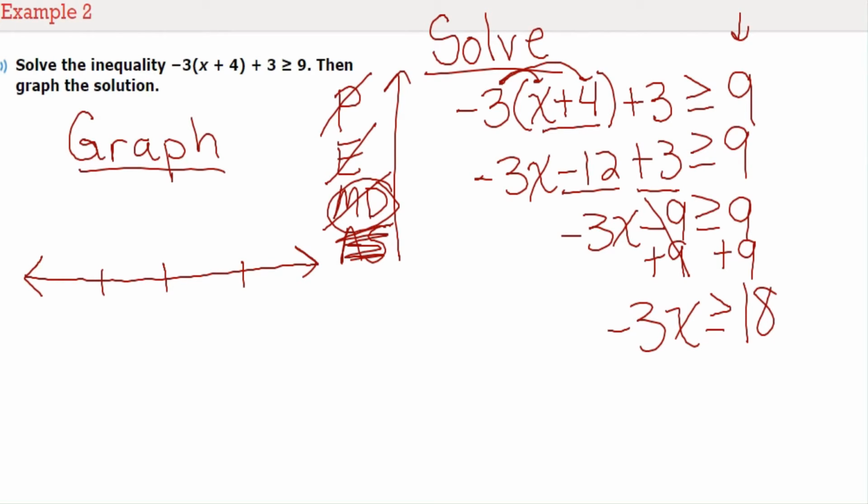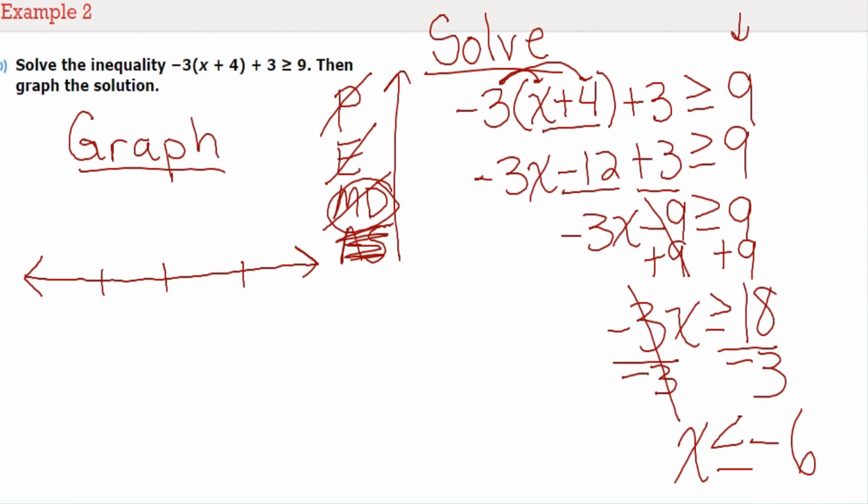That negative 3 and the x are connected through multiplication, so the inverse of multiplication is division. So we have to divide by negative 3 on both sides of the inequality. Now this cancels out to leave us with just x, and we know 18 divided by negative 3 is negative 6. So we divided by a negative number on both sides of the inequality. Remember, when you multiply or divide an inequality by a negative number, you have to flip the inequality. So instead of greater than or equal to, we change it to less than or equal to. That means x is less than or equal to negative 6.